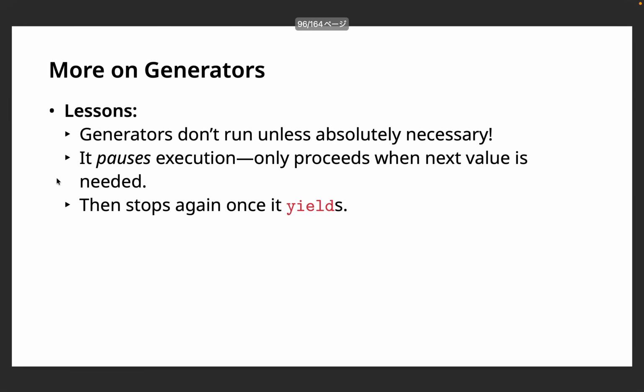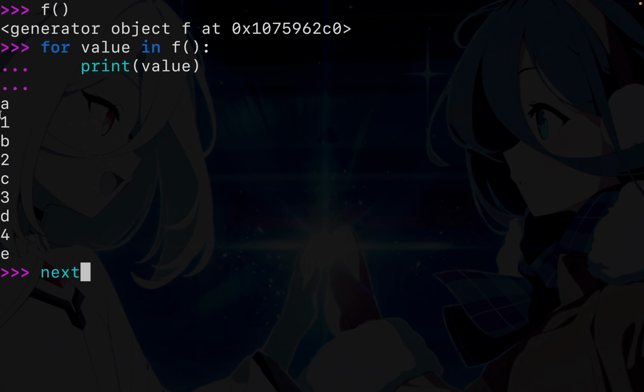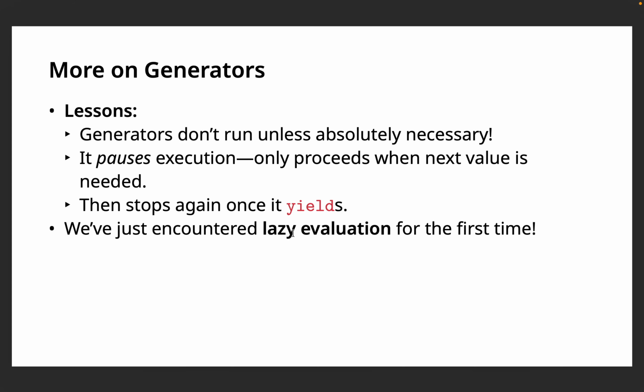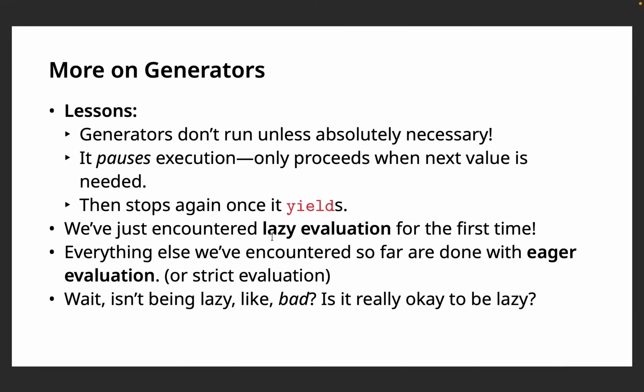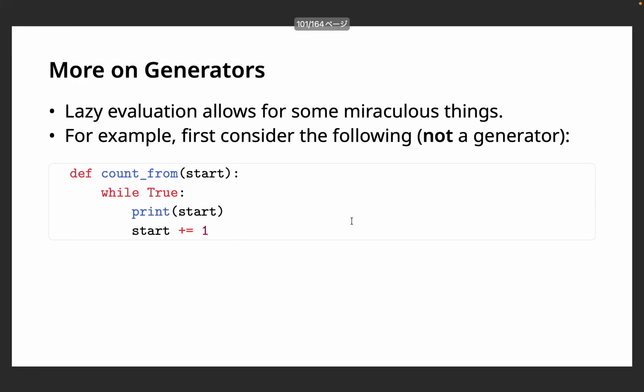This behavior, where it only prints out some of these lines at a time, is what we actually call lazy evaluation. In other words, generators are lazy. All of the other stuff that we've seen is done with eager evaluation, so the opposite of lazy evaluation. The thing with lazy evaluation is that it allows you to do some nice things.